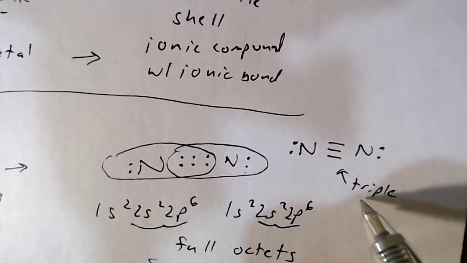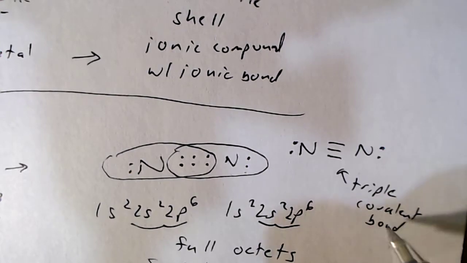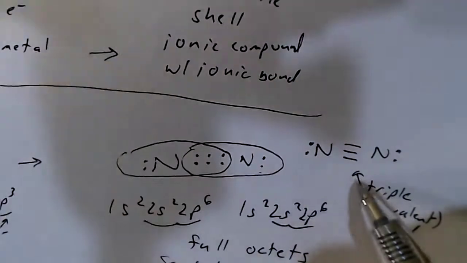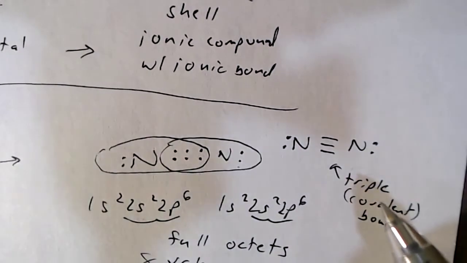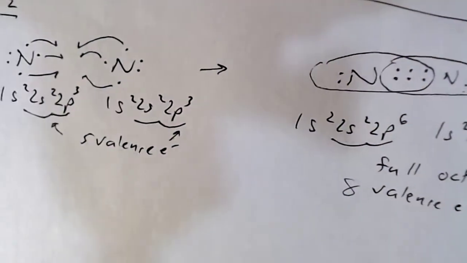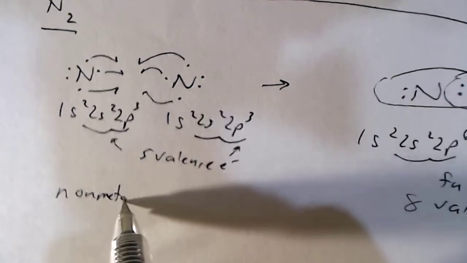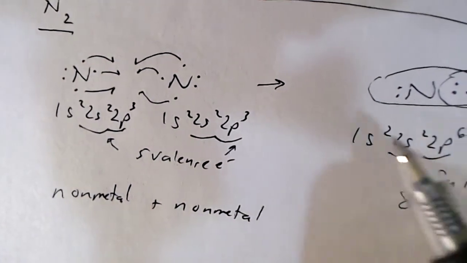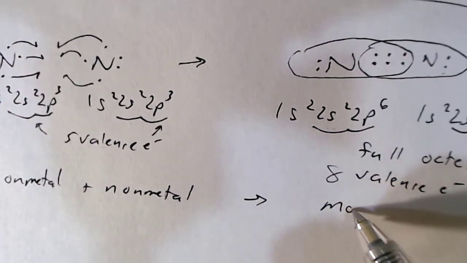This is a triple covalent bond. If there were 2 lines, it would be a double bond. If there were 1 line between these, it would be a single bond. So ultimately, what we have here is a nonmetal combined with a nonmetal. And together, they will give a molecule.